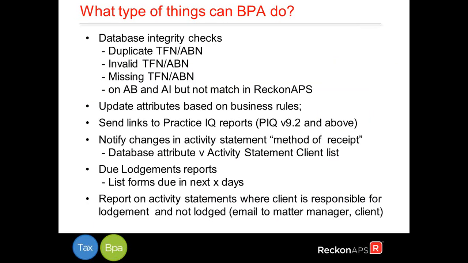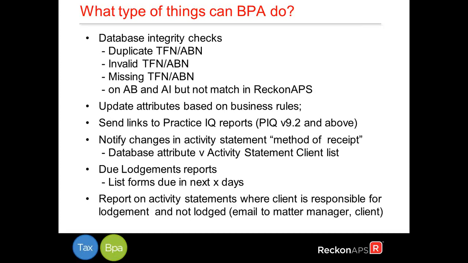What other type of things can BPA do? BPA runs in the background and it can perform a number of functions. Some of those functions are database integrity checks. At the moment, if you're doing those manually using TaxStar Investigator, you can use BPA to automatically look at the database and report duplicate TFN or ABNs, invalid TFN or ABNs, and missing TFN or ABNs. It can also interrogate the AB and AI reports and report on those clients where there is no match to any client in the Reckon APS database. So that's also useful.